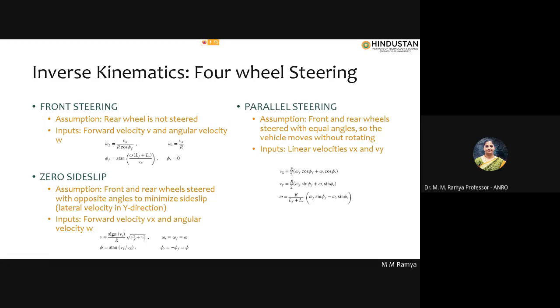This is in order to avoid the side slip. If you drive a car or a vehicle, you understand how to avoid a slip, especially when you drive in a hilly area, right? So when both the wheels are steered at opposite angles, you avoid skidding or side slip. Now parallel steering is when the front and rear wheels are steered with equal angles. Now there is an angular movement, which means you will start rotating. So when parallel steering is available, you will have rotation of the robot through 360 degrees. It starts revolving around.